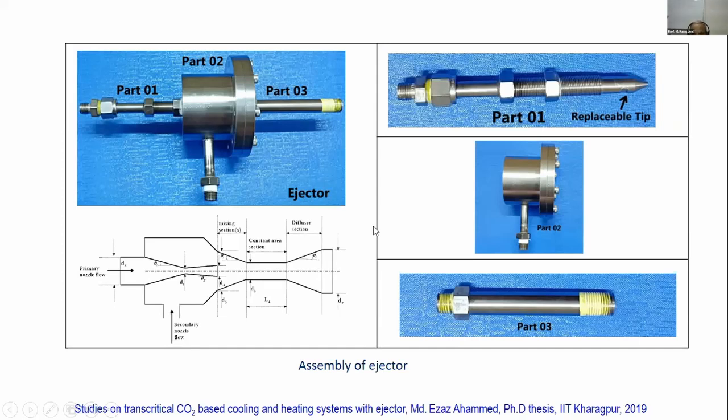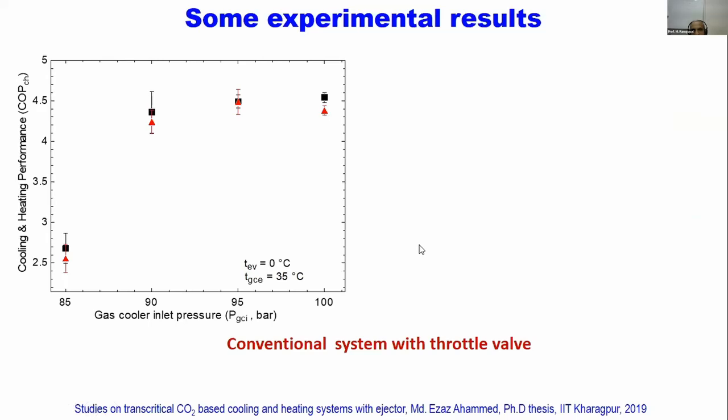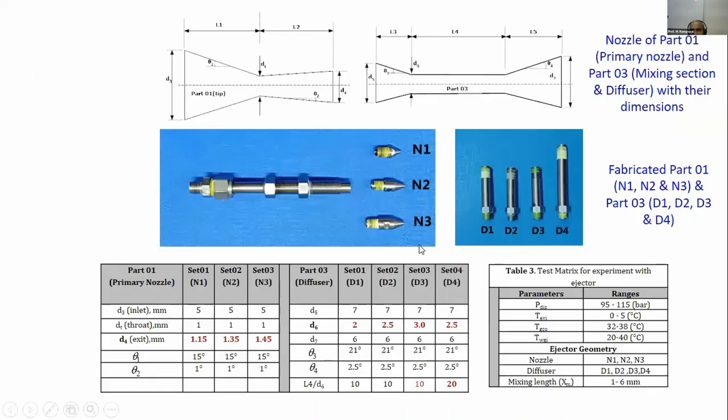Sorry. So as I told you, different combinations are used, different primary nozzles and different mixing sections are used, and these are all the geometric details. We have seen that there is a performance difference depending upon these things. But if you are able to move the primary nozzle to and fro, you can get some control over the system performance.